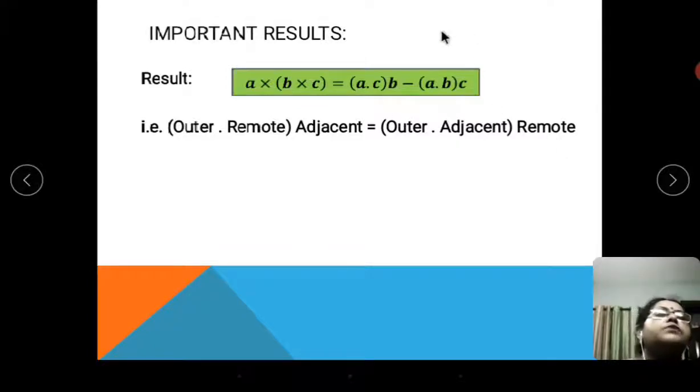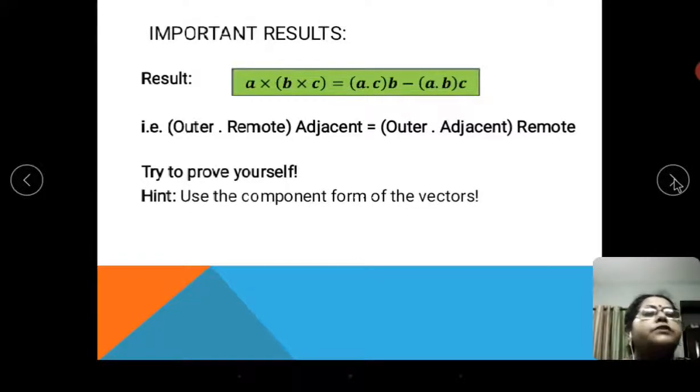And one thing let us observe: the right hand side is a vector quantity, because in A dot C we are performing a scalar product, so that is a scalar quantity. So scalar multiplied with a vector is a vector quantity. Similarly, (A dot B)C is also a vector quantity. So the net quantity is a vector quantity. So A cross (B cross C) is (A dot C)B minus (A dot B)C, which can also be remembered as outer dot remote multiplied with adjacent, minus outer dot adjacent multiplied with remote.